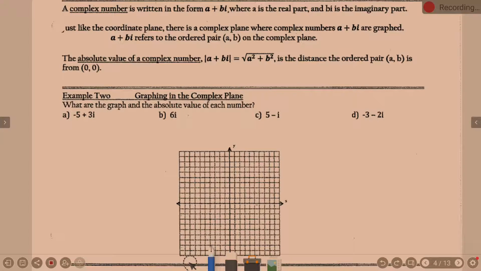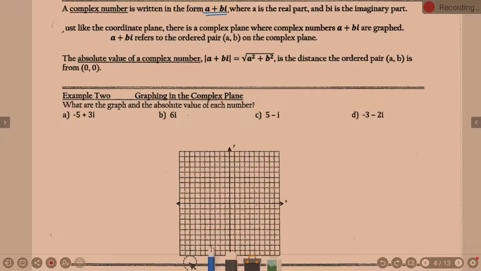Okay, down at the bottom of that front page. First of all, complex number. Okay, so when we talk about these imaginary numbers, these i's, a complex number is written in the form a plus bi. So we'll often see this a plus bi, where a is the real part. Notice a is just a regular old number, and then bi is the imaginary part, because b is multiplied by i, so that is the imaginary part. Just like the coordinate plane. So when we talk about graphing, right, with x and y axis, just like the coordinate plane, there is a complex plane where the complex numbers a plus bi are graphed.